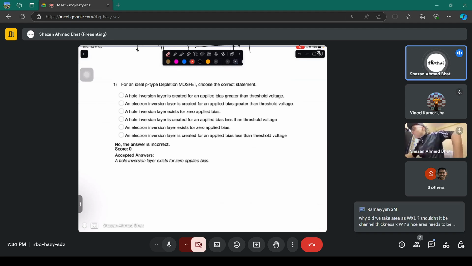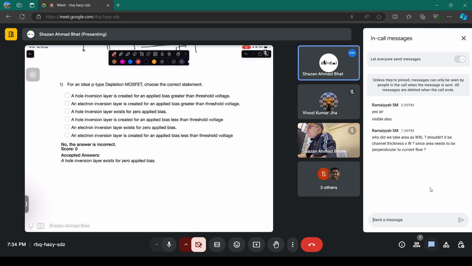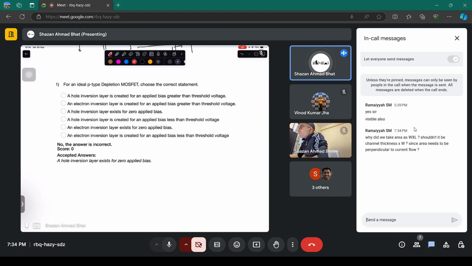First question: why did we take the area as W times L? Shouldn't it be the channel thickness times the width, since area needs to be perpendicular to the current flow?